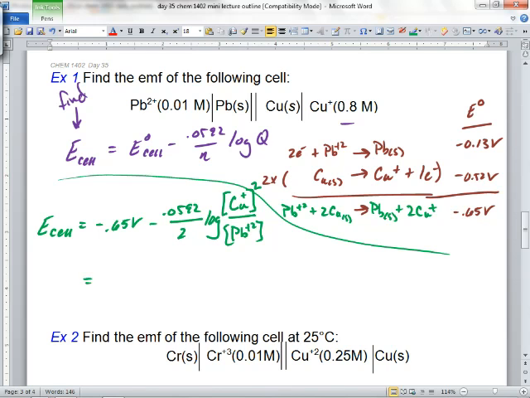Okay, so we can plug our numbers in. Products over just the equilibrium constant expression. Negative 0.65 volts minus 0.0592 all over 2 log. Copper plus is what concentration? 0.8. Everybody see where she got that? It has to be squared, divided by lead, which is 0.01.